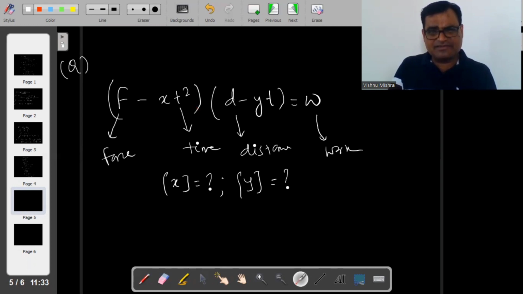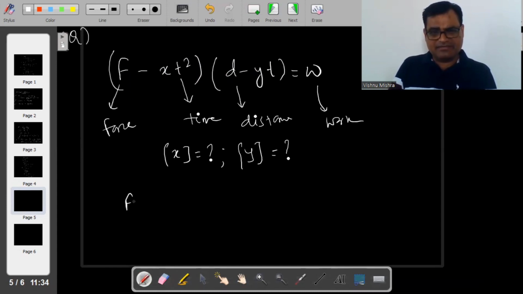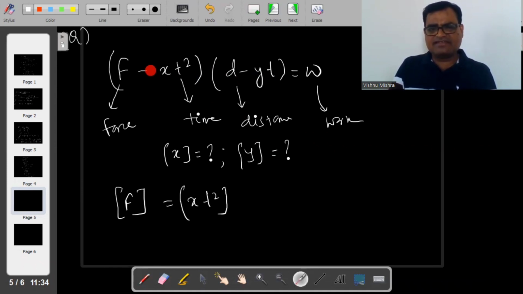ये multiply करने की जरूरत है नहीं. अगर मल्टीप्लाई करोगे जो आंसर आएगा डायरेक्टली भी वही आंसर आएगा. तो लेट्स फॉलो डायरेक्टली. तो f dimension is same as xt square. Why? Minus sign is given. d dimension is same as yt. Why? Again minus sign is given. So I can write here dimension of f is same as xt square. Why? Minus sign is written.